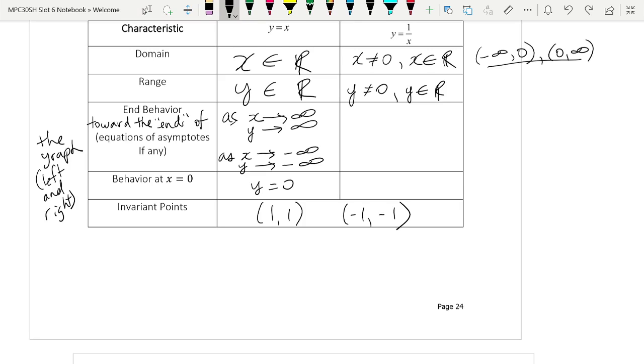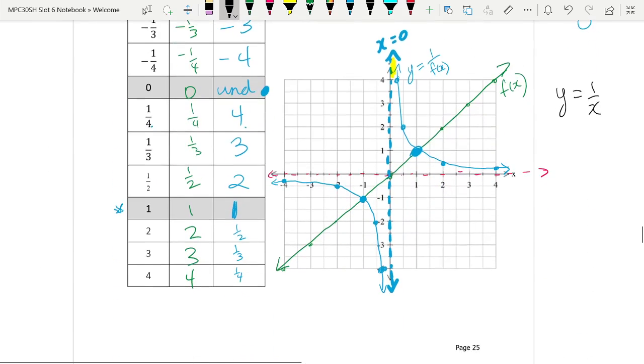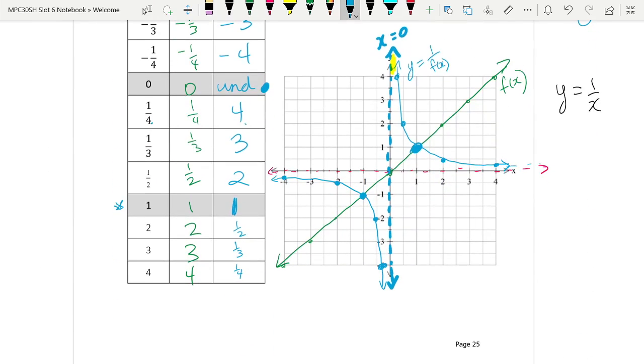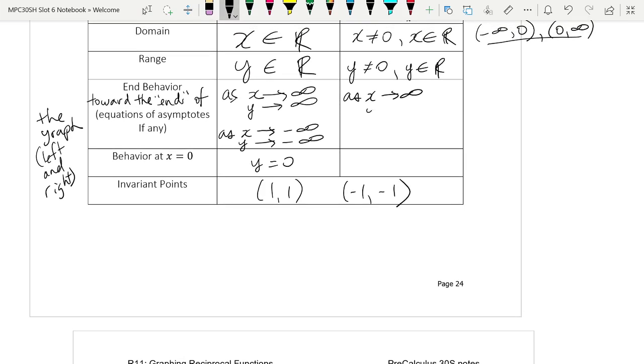Now my end behavior, is this the same? What happens as x approaches infinity? So as I go forever on the blue line this way, forever, what's happening? I would say y approaches 0. And as x approaches negative infinity, y also approaches 0. My behavior at x equals 0, undefined. So you could even say asymptote. There. We filled in the chart.